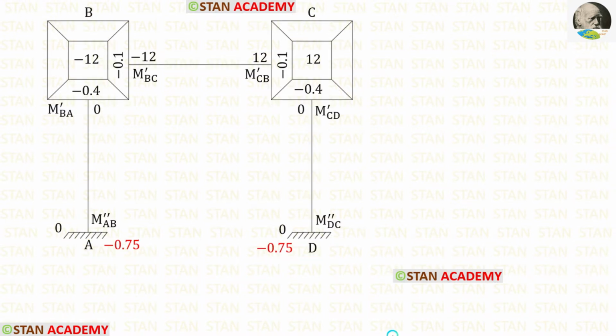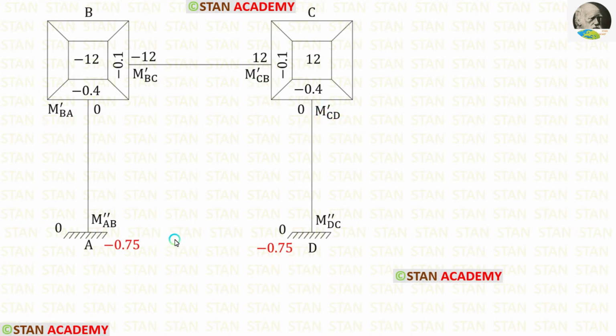In the Kani's method, in the joints, we have to find the rotation contributions. In the joint B, we have to find M dash BA and M dash BC. In the joint C, we have to find M dash CB and M dash CD.